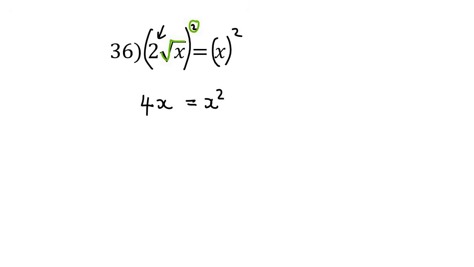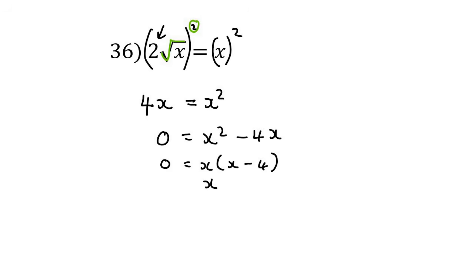Okay, now to solve something like this, you take everything to the one side, take out x as a common factor, and so your two answers will be x equals 0, or we can also say x is equal to 4. Now remember, we have to do our little check.